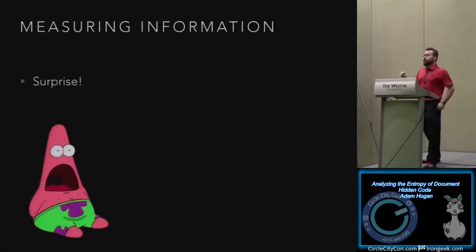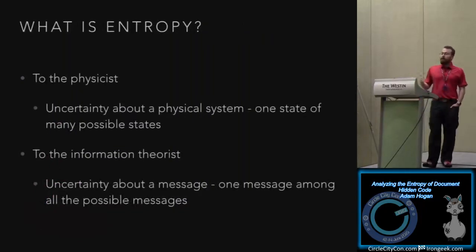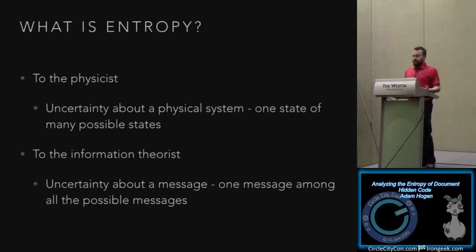So it's actually the amount of surprise you get from data that measures its information content. And the way we measure that is entropy. Now, everyone's probably heard of that in the context of physics, right? In physics, entropy measures the uncertainty about a physical system. We have one state out of many possible states.